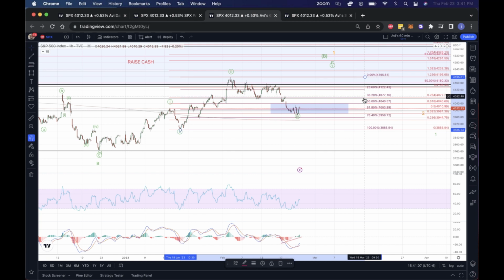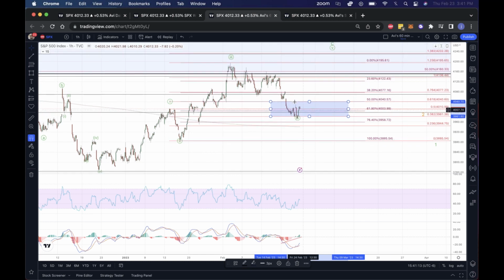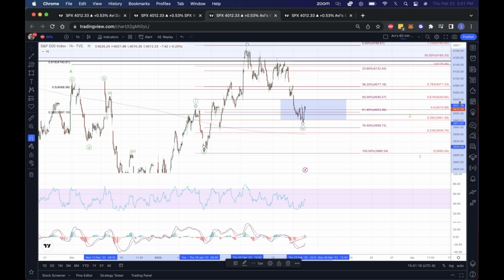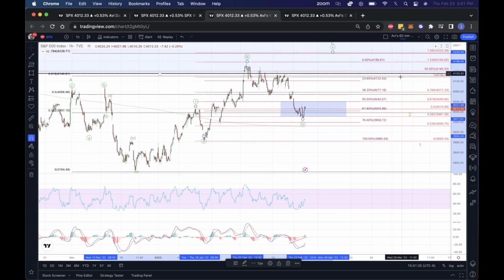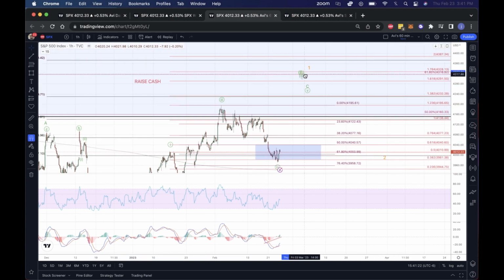Yeah, our 618 would have just been about overlap. In this case, we got between the 618 and the 764. So this is acceptable here, but it's a little bit deeper than ideal to maintain really high confidence that we're getting this higher high. So I hope that answers your question as far as some of the nuances, Ernest.